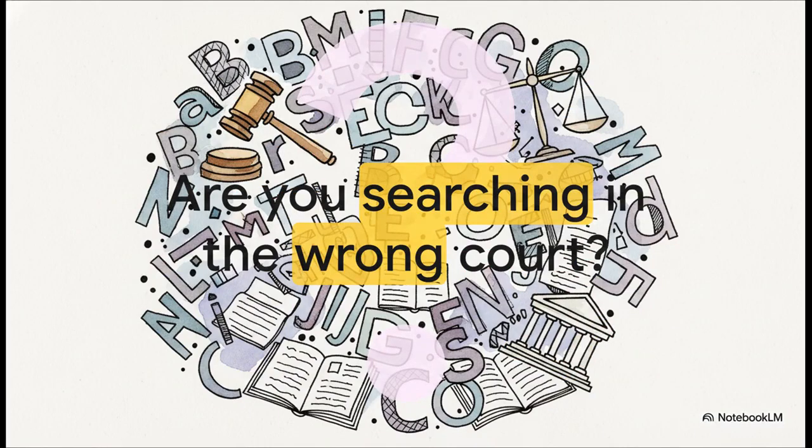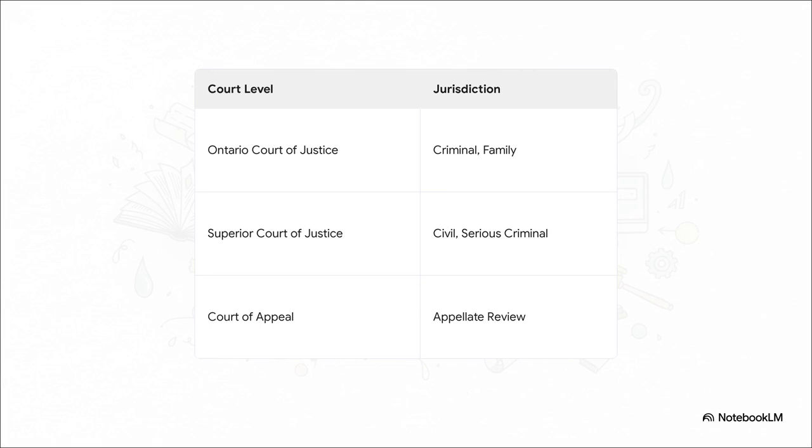But look, before you even type a single name into a search bar, you've got to ask yourself, am I even in the right court? Ontario's judicial system is basically an alphabet soup, and picking the right level is your mandatory first step. So, the Ontario Court of Justice handles most criminal and family matters. But for civil lawsuits, serious criminal trials, or small claims, you need the Superior Court of Justice. Looking for an appeal? That's the Court of Appeal. Pick the wrong one, and your search pulls up absolutely nothing.